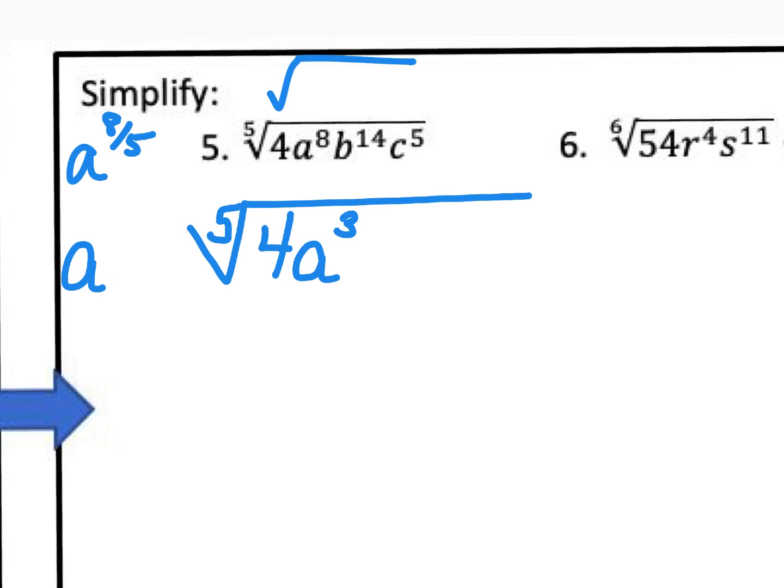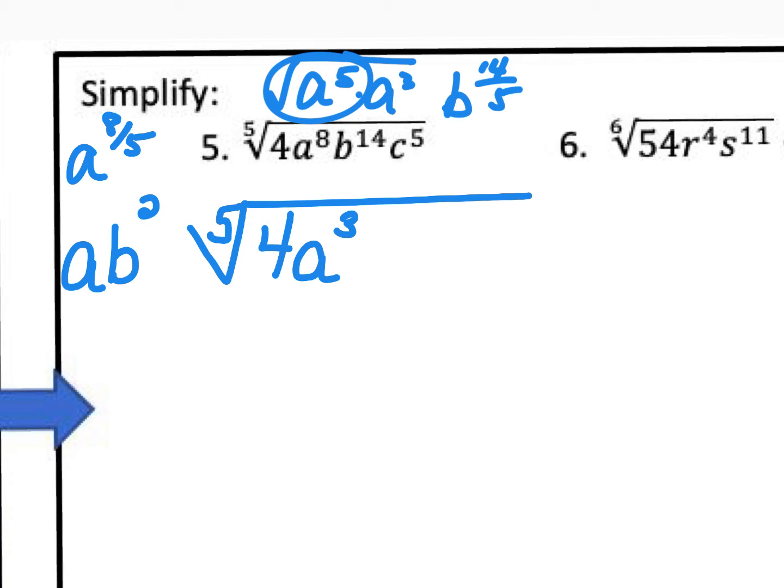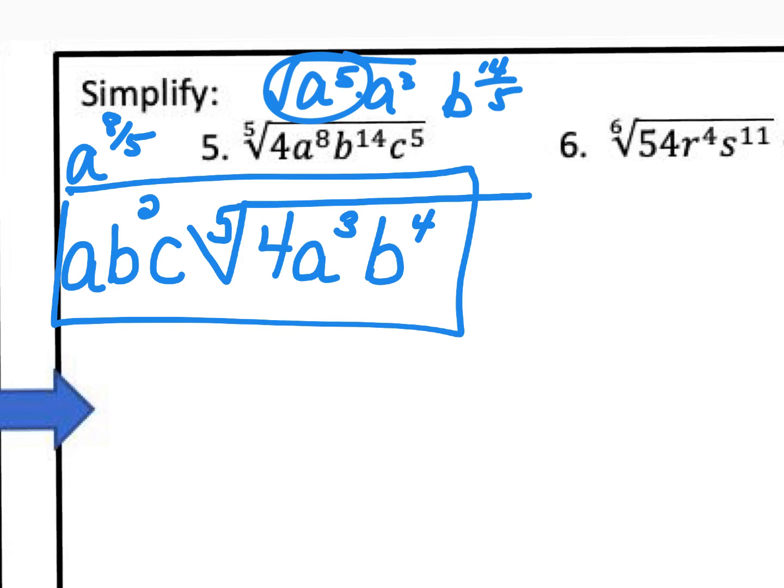Another way of thinking that through is on the inside, a to the 5th times a to the 3rd. This one I know comes out as just a. B to the 14th, well, exponent divided by index, so b to the 14/5. 5 goes into 14 evenly 2 times, so b squared is out, and I would have a remainder of 4 left over, so b to the 4th inside. C to the 5th is going to be a perfect 5th power, so it comes out as just c. So there's my simplified expression.